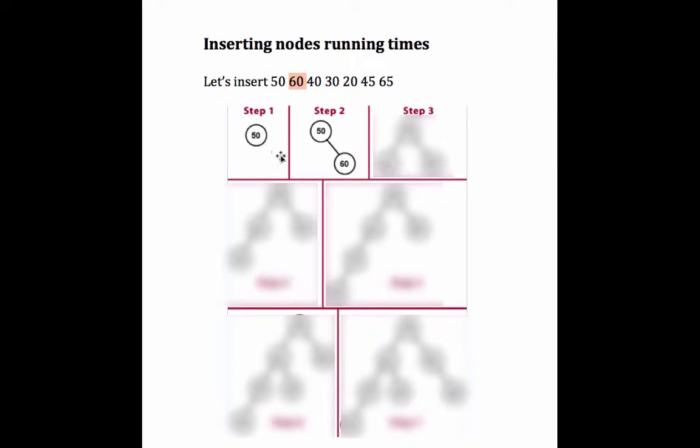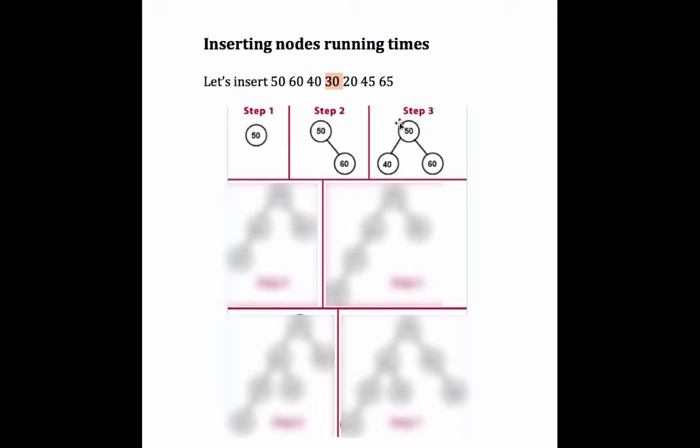And at this point, the right child of 50 is available. So we insert 60 as the right child of 50. The next value is 40. So we start at the root, and then we realize that that's less than 50, so we're going to go to the left. And at this point, the left child of 50 is available, so we insert 40 as the left child of 50.